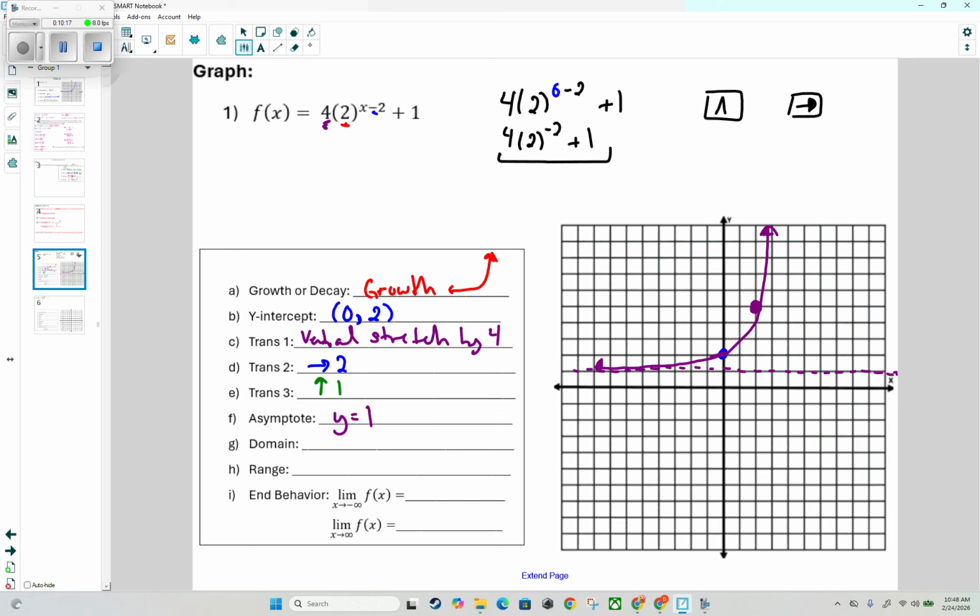So again, domain is pretty much going to stay the same. It's going to be negative infinity to positive infinity. The range, however, will change. My asymptote is at 1, so the lowest it goes is 1, and then he goes up to positive infinity.